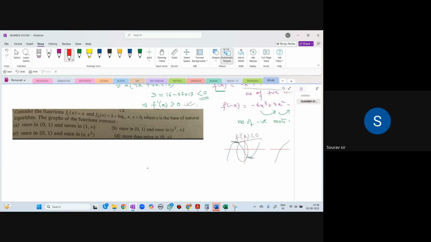Next one. Consider the functions f1(x) equals x and f2(x) equals 2 plus log x to the base e, where x is positive. Now the question is, where will the graphs intersect? So how do we solve this? Again, a very, very important question.